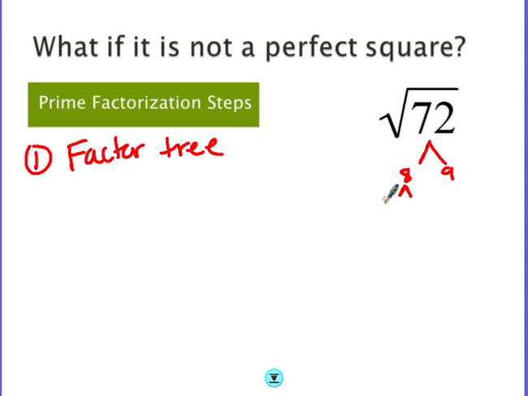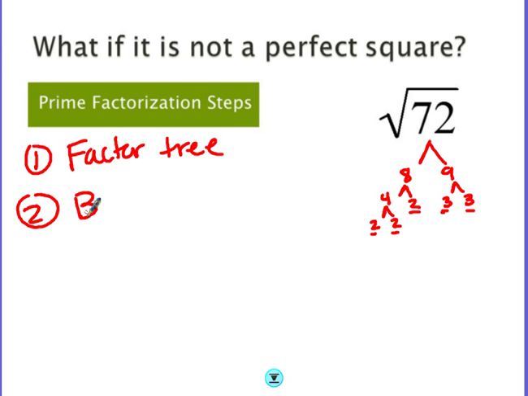8 can break up into 4 times 2. And 4 can break up into 2 times 2. And 9 can break up into 3 times 3. So that's step 1. I've made my factor tree. Okay? And I'm only looking at the bottom numbers. I don't look at the 8, 9, or 4 anymore. Okay? Step 2. You don't need to write this again, but just look.